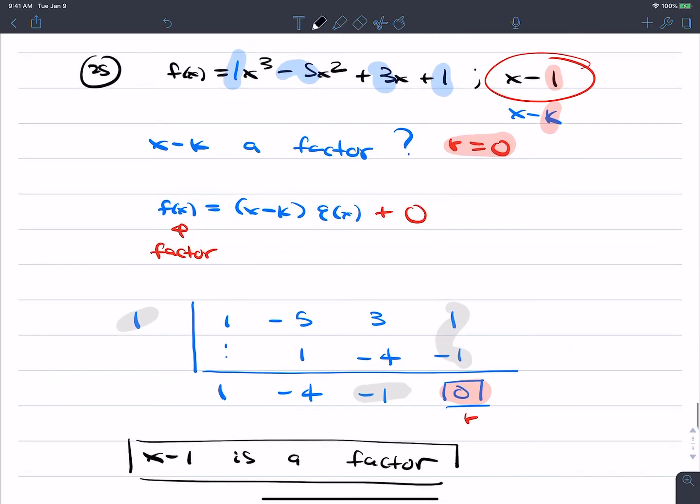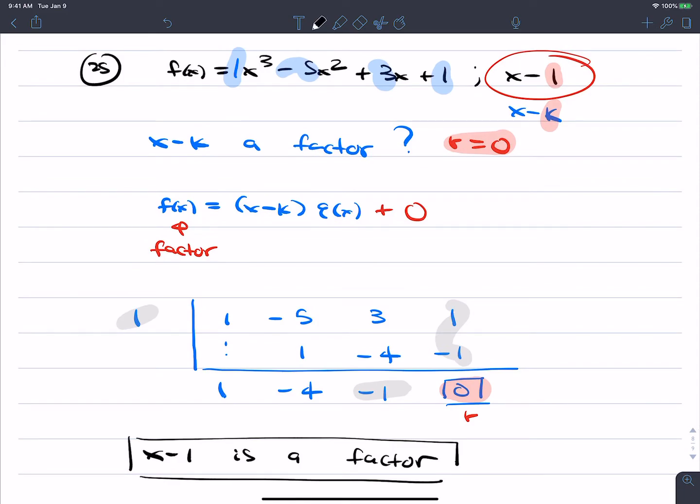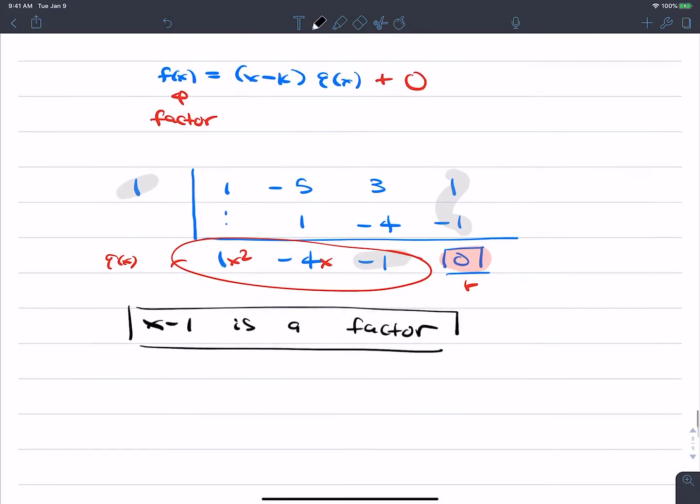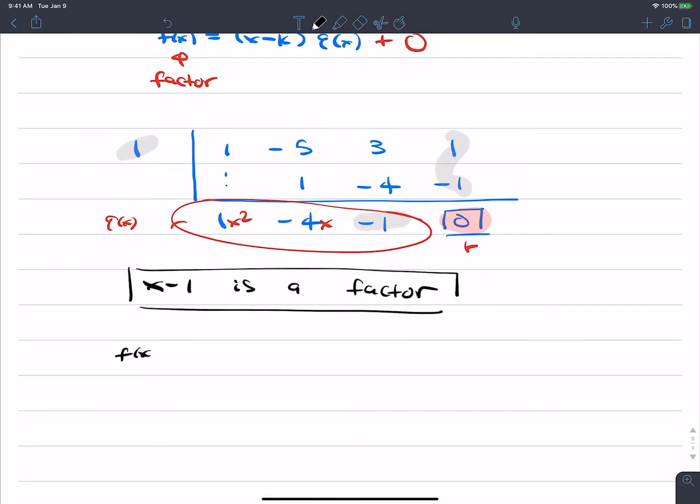However, let's be a little bit more specific here. Let's write down what this means. Because, don't forget, we can make use of these coefficients. This is our quotient function. And 1 degree less than 3 is 2: x squared, x, minus 1. So altogether, we can write our original function, f of x, as x minus 1 times the quotient, x squared minus 4x minus 1.